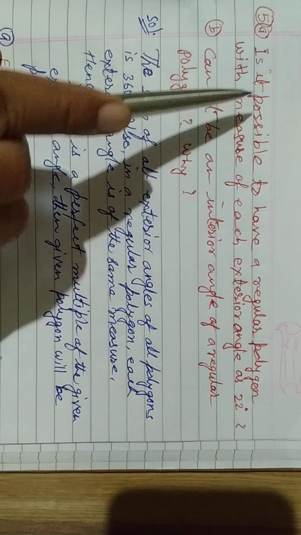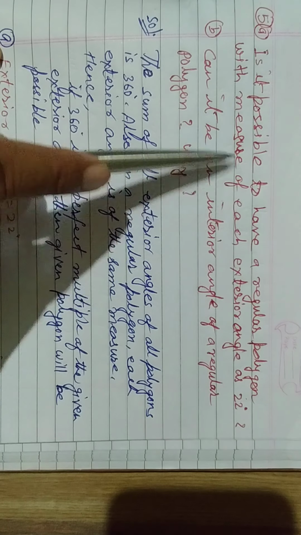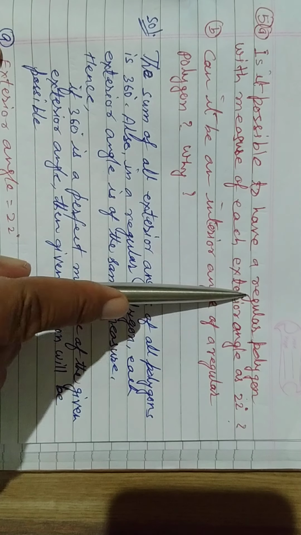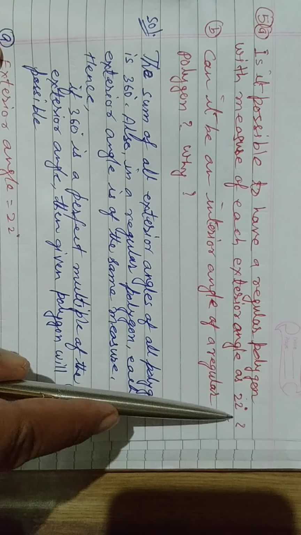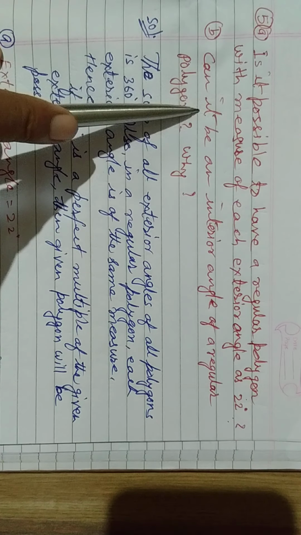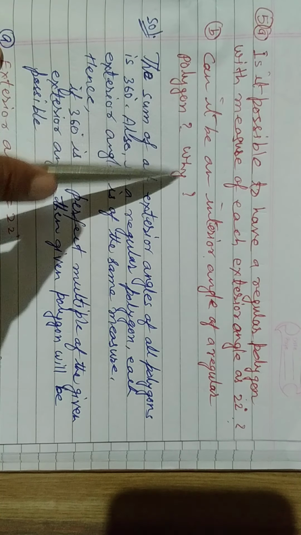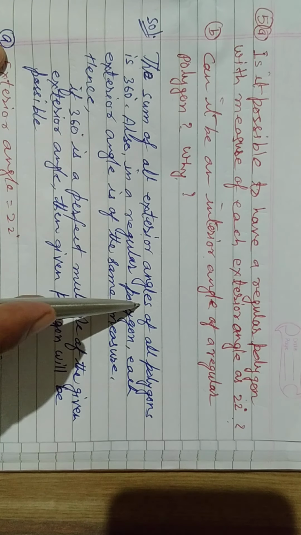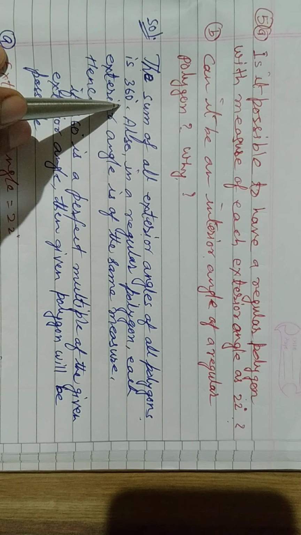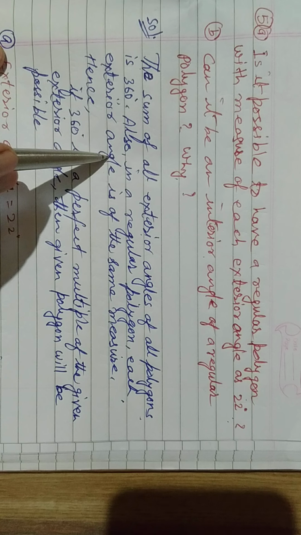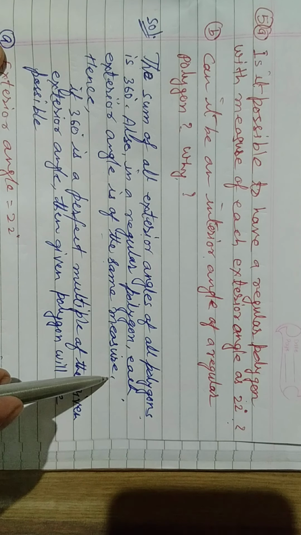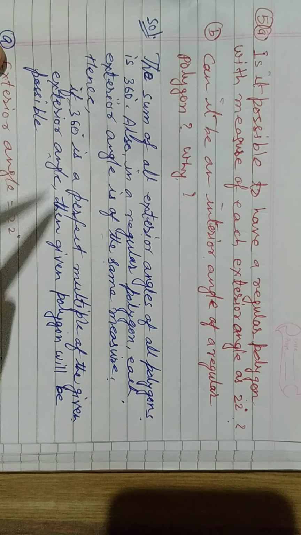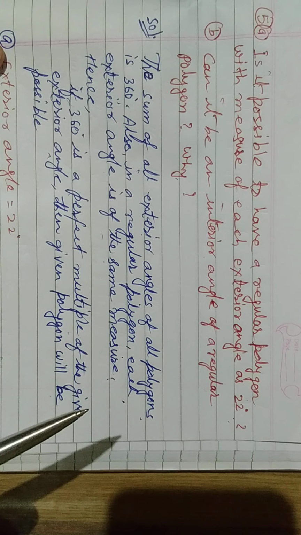Question 5 is given. Is it possible to have a regular polygon with measure of each exterior angle 22 degree? Part b is given. Can it be an interior angle of a regular polygon? Why? Okay, see. As we know that the sum of all exterior angles of a polygon is 360 degree. Also in a regular polygon, each exterior angle is of the same measure. Hence, if 360 degree is a perfect multiple of the given exterior angle, then the given polygon will be possible.